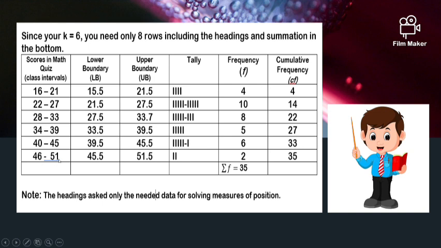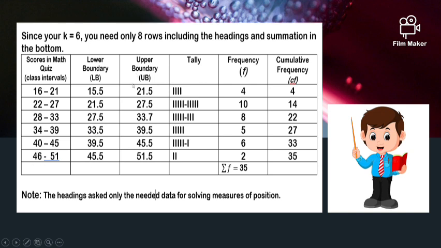You're able to construct already. Yeah, it ends with 51. That's right. It's okay because the highest number anyway is less than 50. Now you're ready to get your lower boundary. How to get your lower boundary again? It is simply by subtracting 0.5 from the lower limit. So what is 16 minus 0.5? You have 15.5. 22 minus 0.5, there you have 21.5. 28 minus 0.5, you have 27.5, and so on. You simply subtract 0.5.